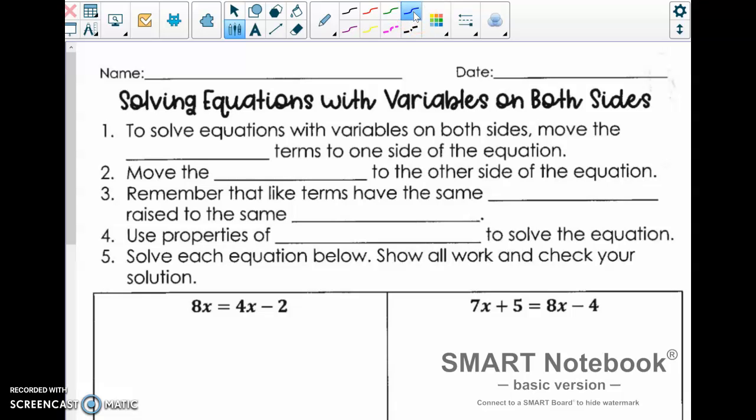For our second video lesson, we are going to talk about solving equations with variables on both sides. You do have this paper in your note packet, so if you want to find this page that says solving equations with variables on both sides and follow along, feel free to pause the video as needed to do the work and take a second to think through it.